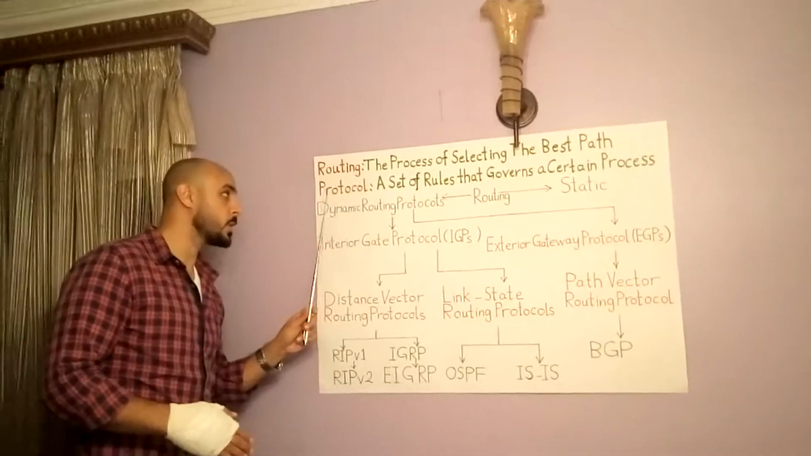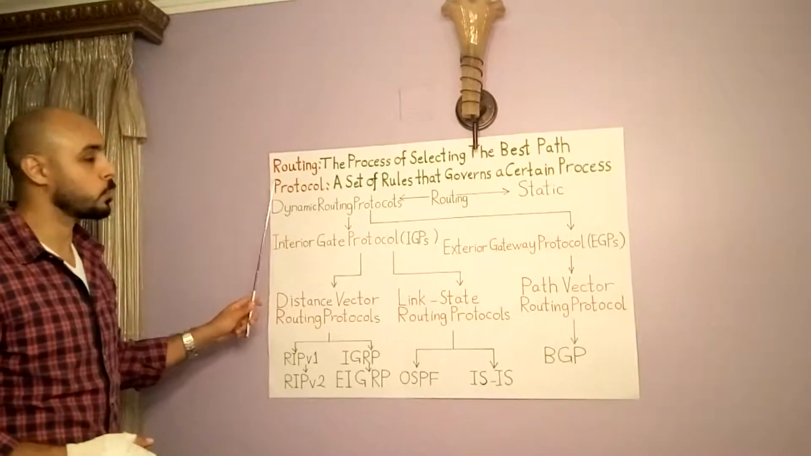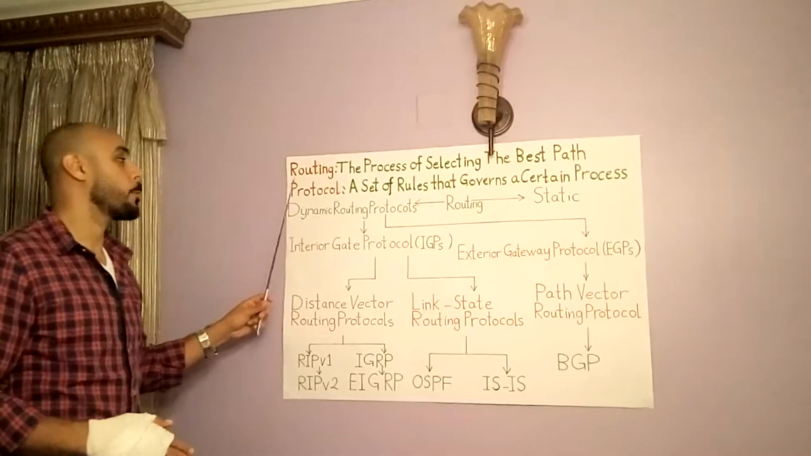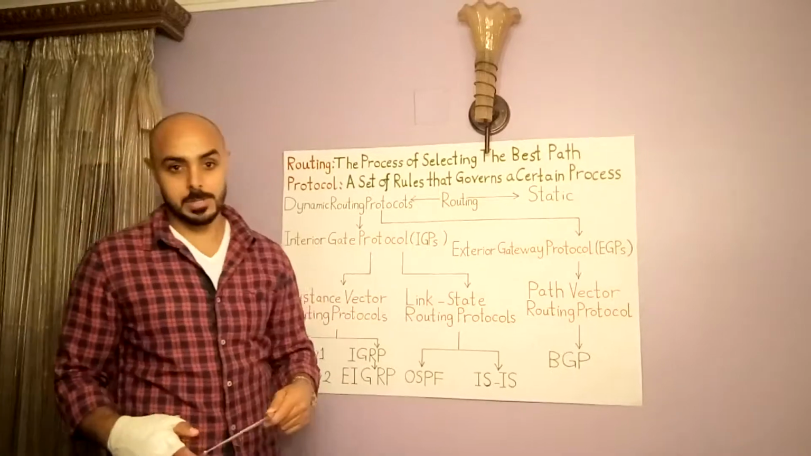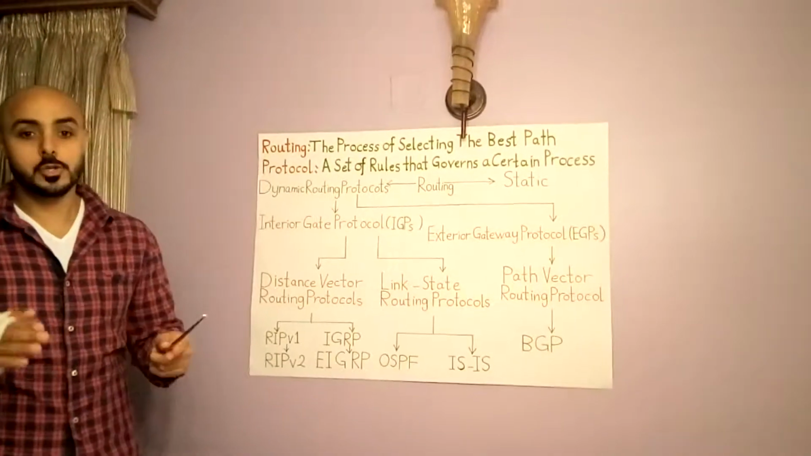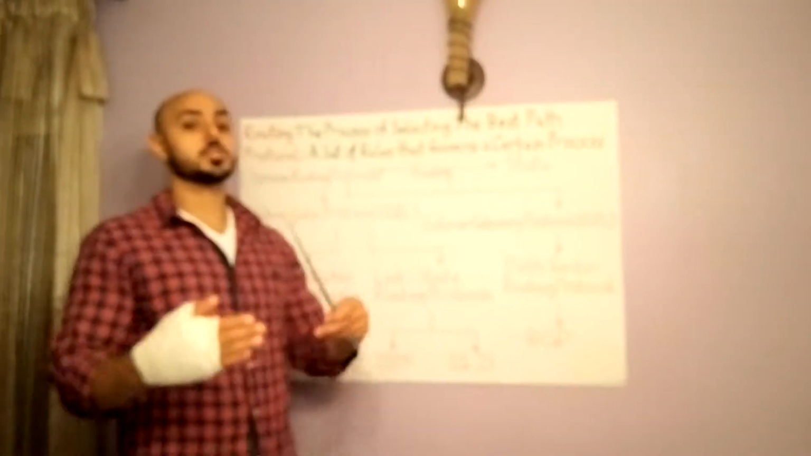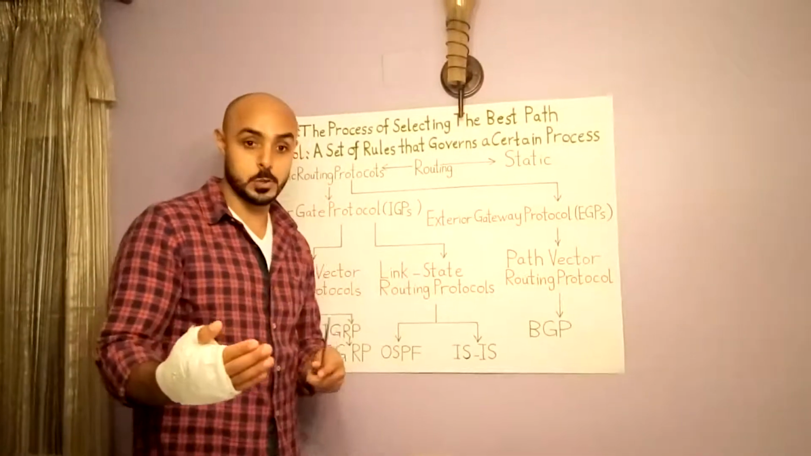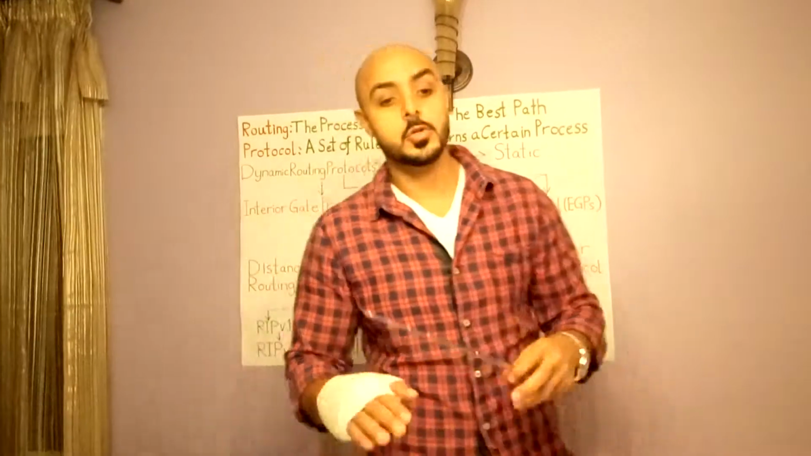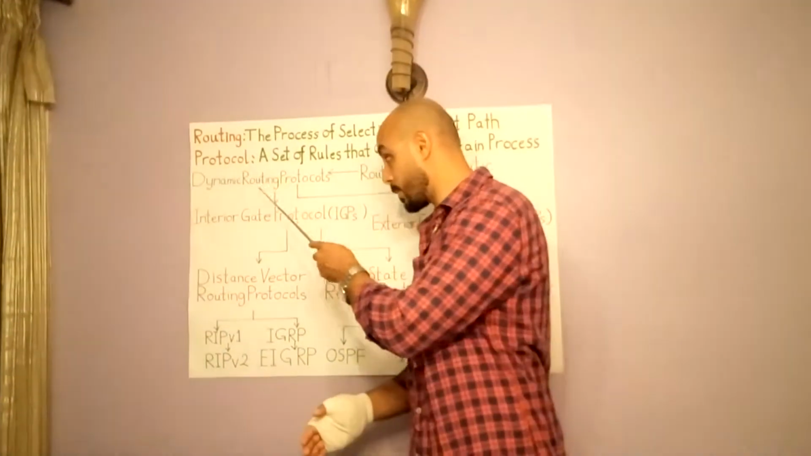The other definition is the protocol, because we are going to meet this word a lot. A protocol is a set of rules that governs a certain process. The process here is routing: we select the best path for the data or traffic to reach the destination. We have to control this process and have some regulations, and the one who is going to control this is the protocol.